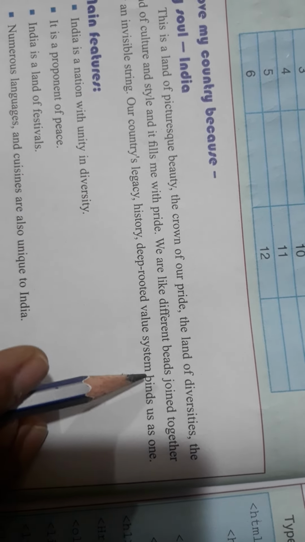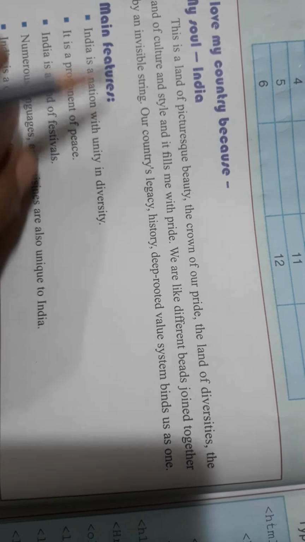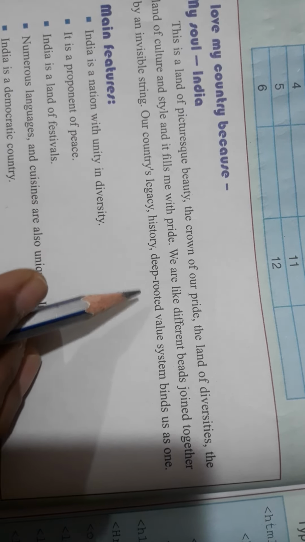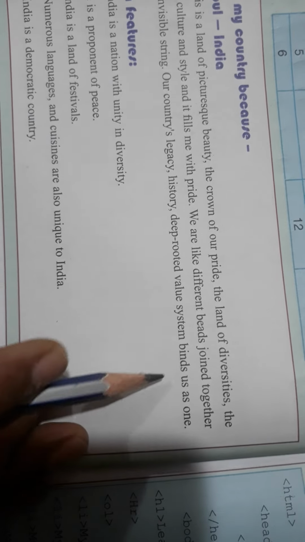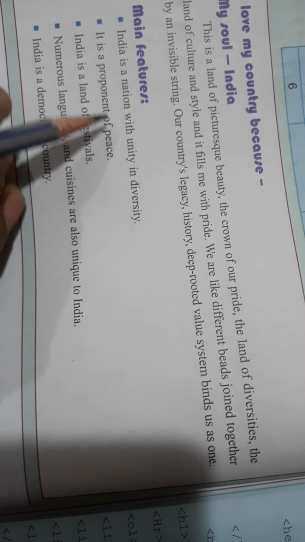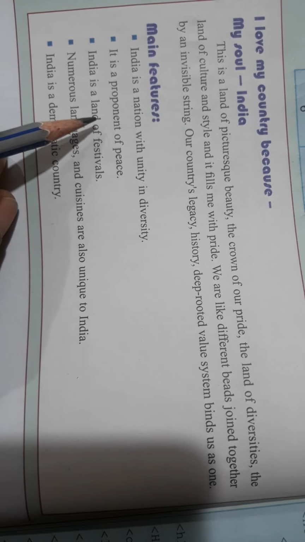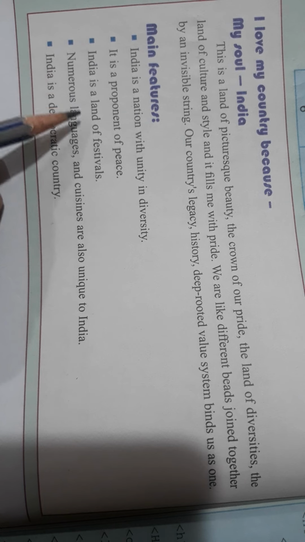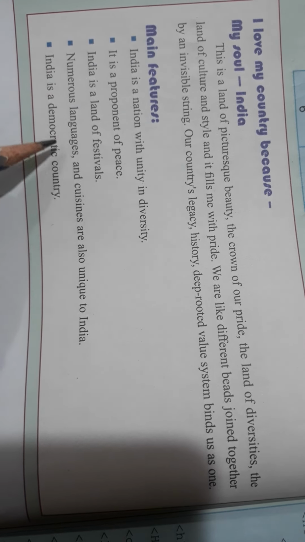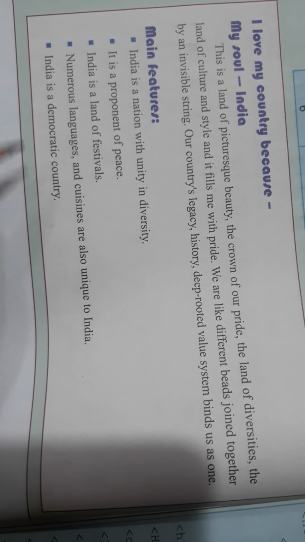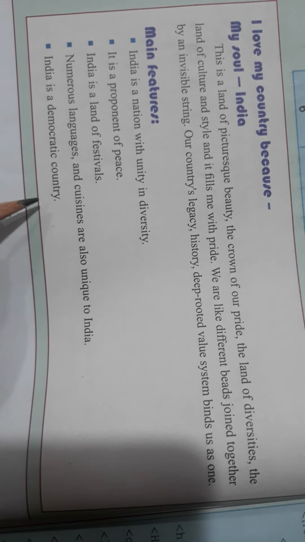We are like different beads joined together by an invisible string. Our country's legacy, history, and deep-rooted value system bind us as one. Main features: India is a nation with unity in diversity. It is a proponent of peace. India is a land of festivals. Numerous languages and cuisines are also unique to India. India is a democratic country.